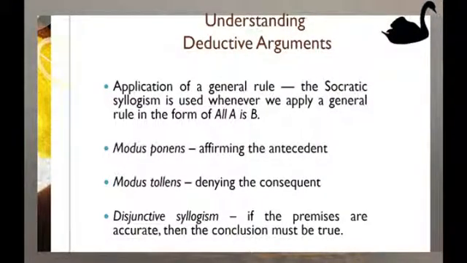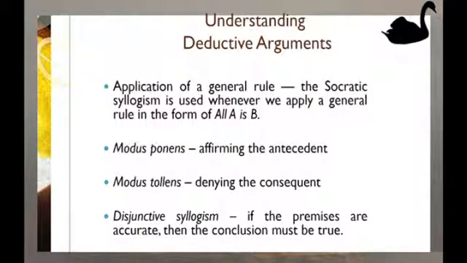The Socratic syllogism is used whenever we apply the general rule in the form of all A is B. Can you give me an example of everything that's A is B? That's a trick. Just change A for something and B for something. A is a man. All men are, what's that? Humans. Okay, that's simple. No smart aleck ones. So just all men are humans.